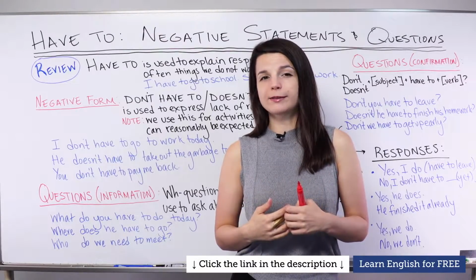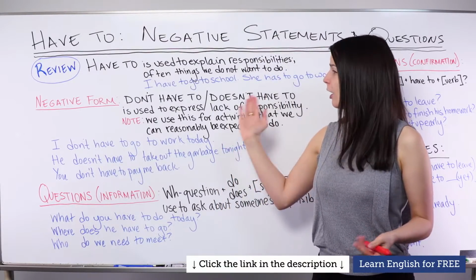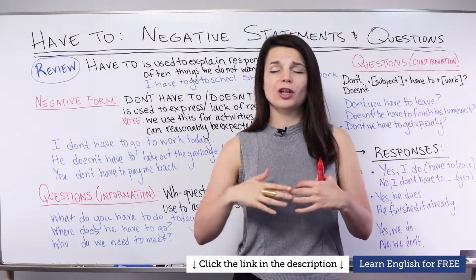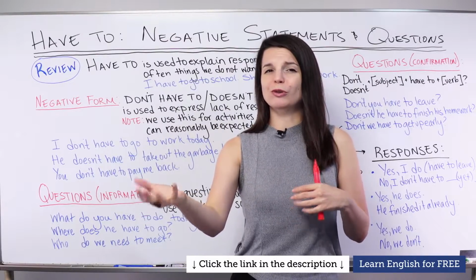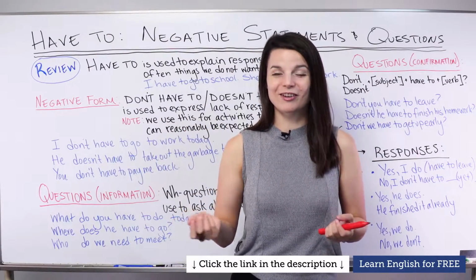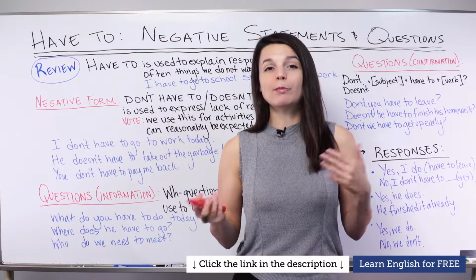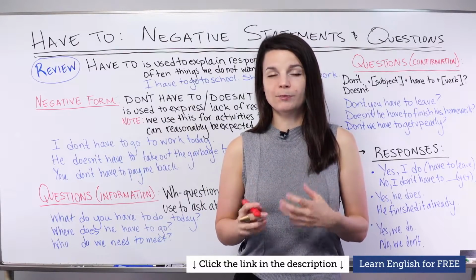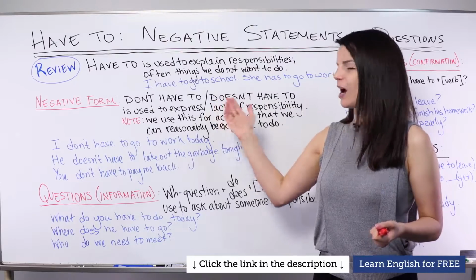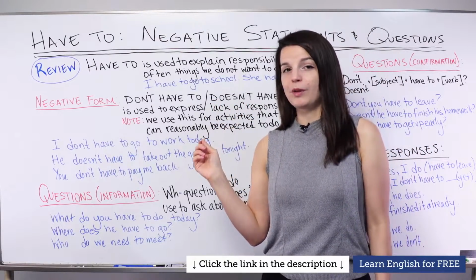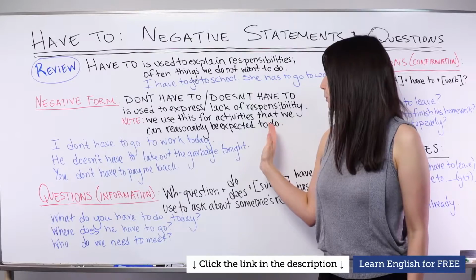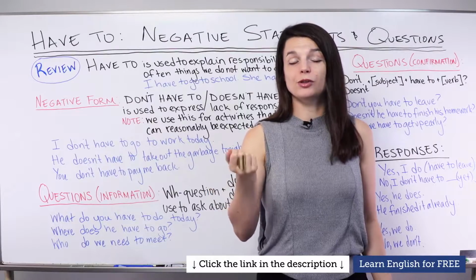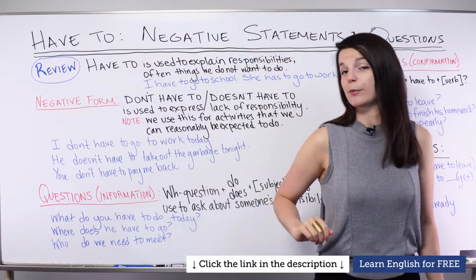So this is a strange example because, although it's grammatically correct, it's really strange to have a job where you drink alcohol. Maybe if you're a bartender, for example, it's reasonable. But in most jobs, it's not reasonable to drink alcohol at work. So if you say, I don't have to drink alcohol at work, it sounds strange. We use don't have to or doesn't have to to talk about things that we can reasonably expect to do. So let's look at some natural examples of this.